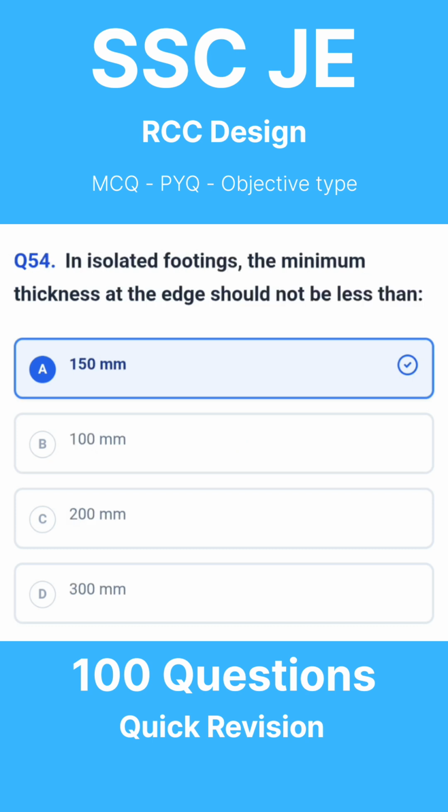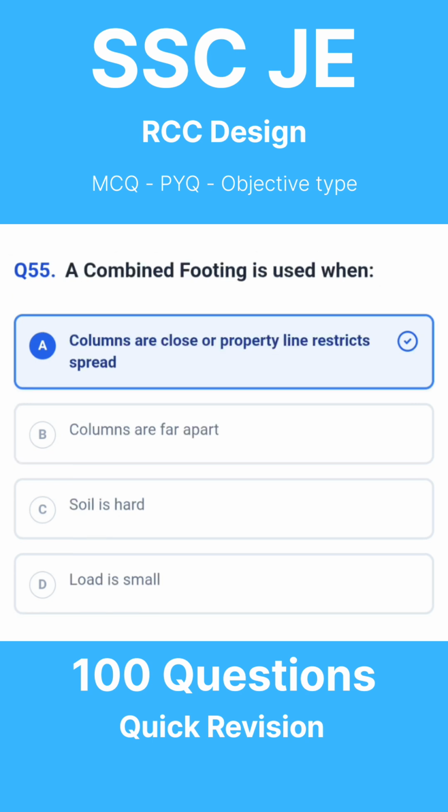Question 54. In isolated footings, the minimum thickness at the edge should not be less than. The correct answer is 150 millimeters. Question 55. A combined footing is used when. The correct answer is columns are close or property line restricts spread.